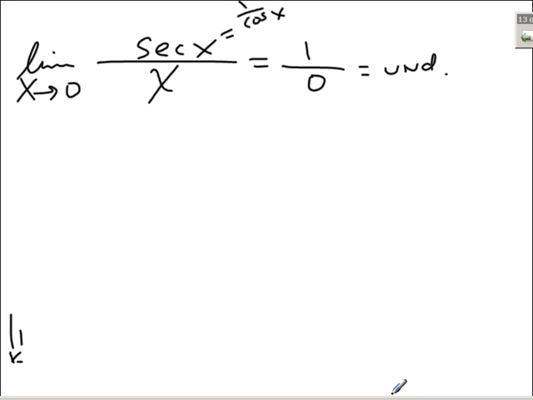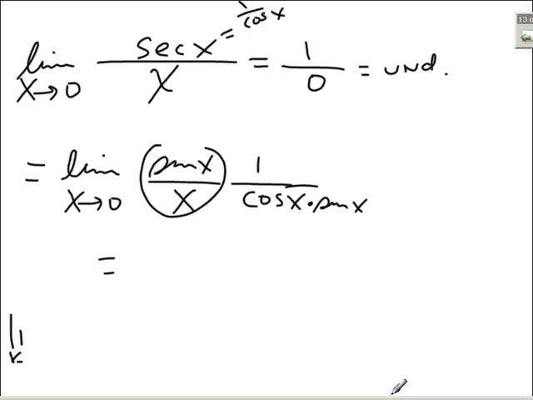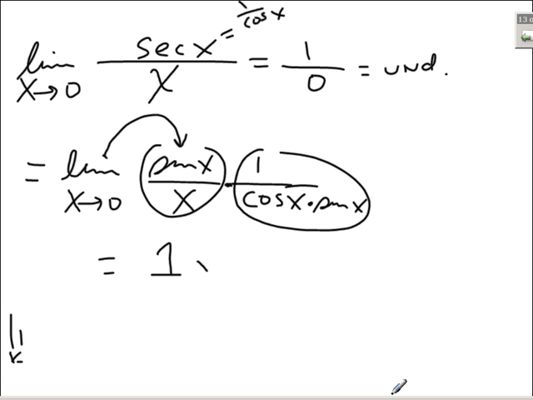If you wanted to use what I said, x goes to 0. Well, there's secant x. The secant x is just 1 over cosine x. Now, if I put sine x on the top, I have to put sine x on the bottom. This limit is 1. So if you have a product with a limit in front, you can take the limit of the first factor and multiply that by the limit of the second factor.